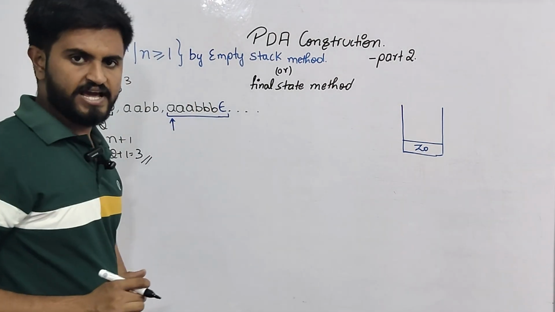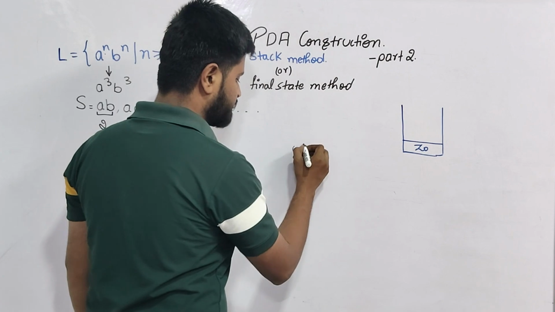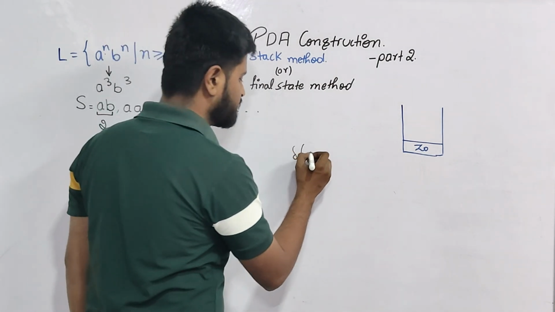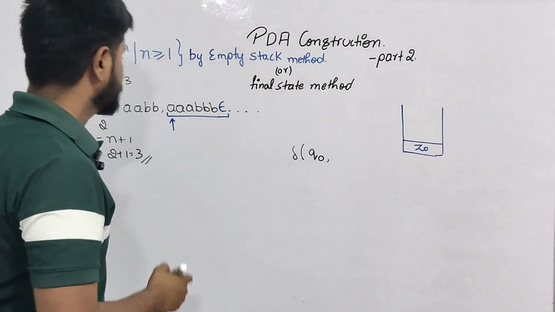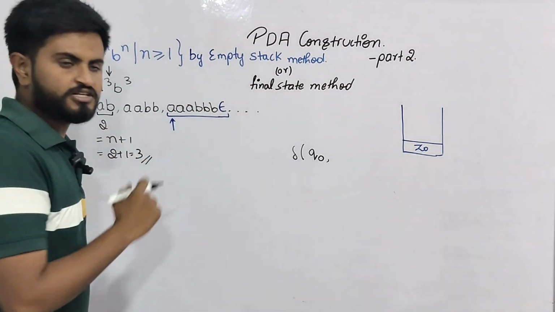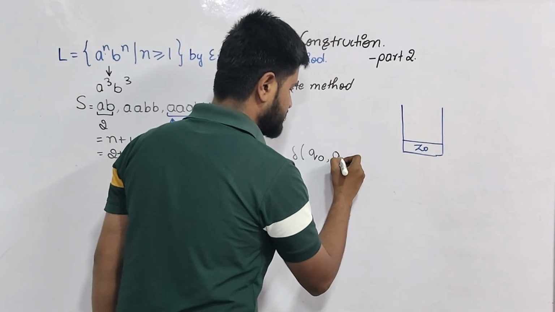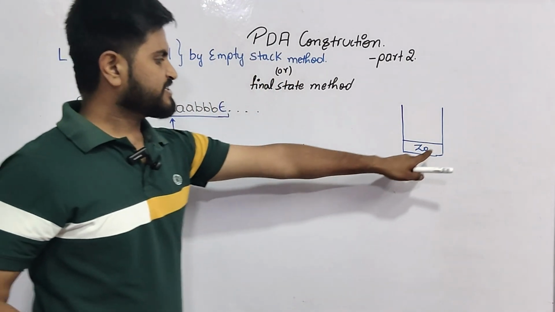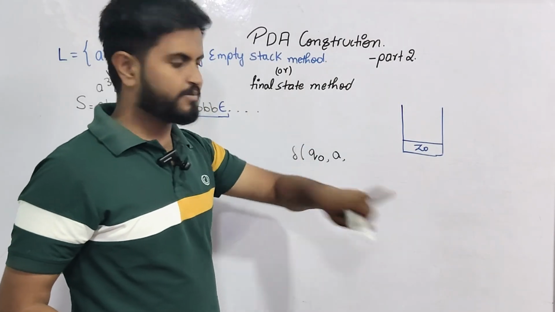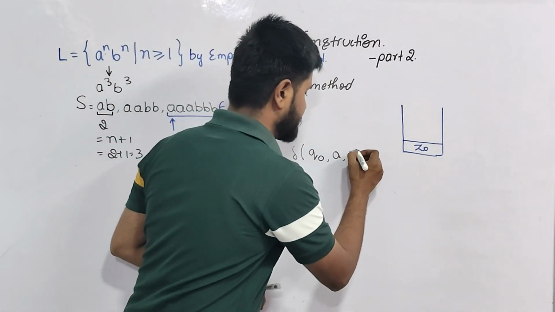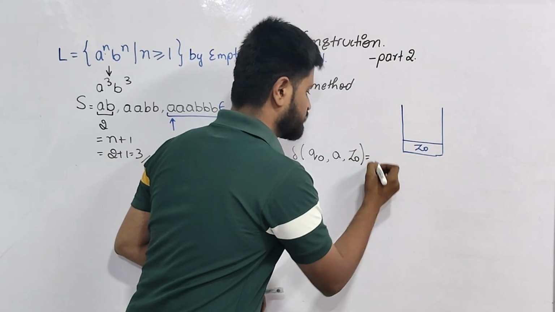First I approached a. So what will I be doing? These are the transitions. Delta of the first state, I will take Q0, comma. Next, what is the element I approached? a. That you must write in the middle, comma. What is the element at the top of the stack? At the top of the stack we have only one element, that is z0. So just write z0, which will be equal to.